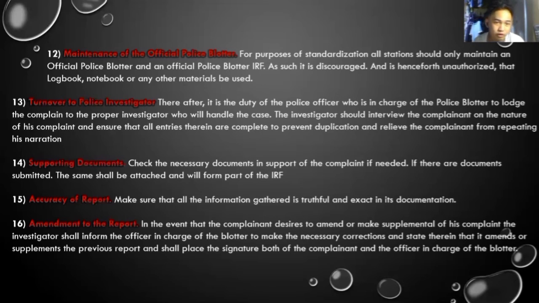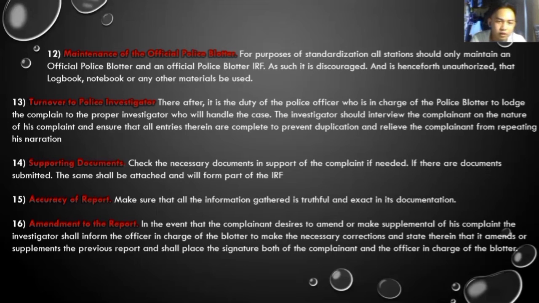For the supporting documents, check the necessary documents in support of the complaint. If there are documents submitted, the same shall be attached and will form part of the IRF. Accuracy of report: make sure that all information gathered is truthful. So, siguraduhin lahat ng informasyon na nakalap mo, katotohanan lamang na nakabase dun sa dokumentasyon ng complainant.